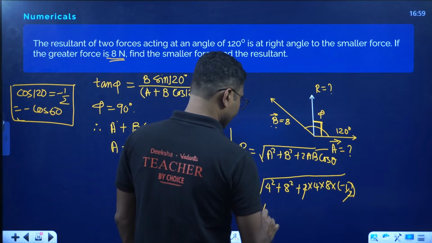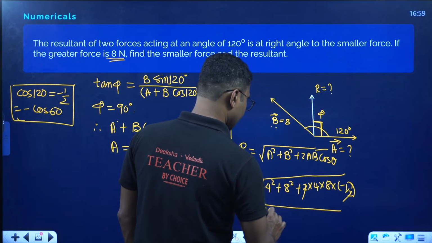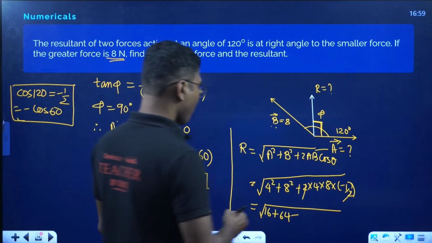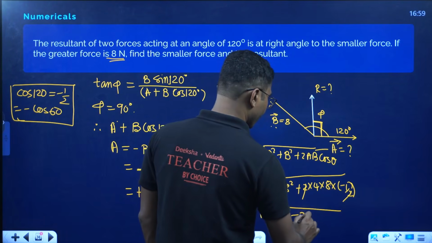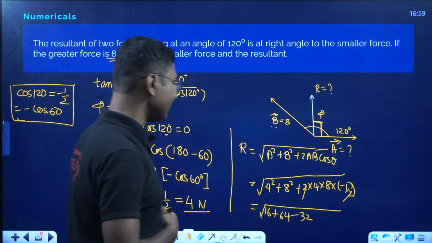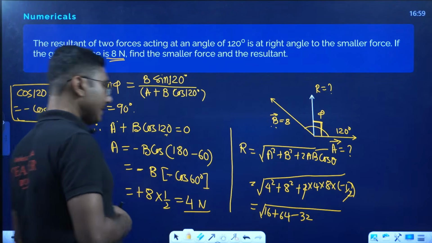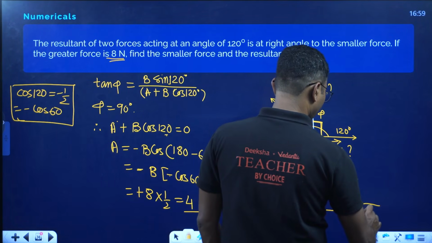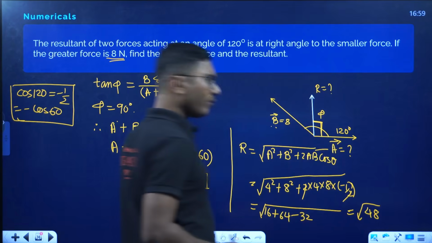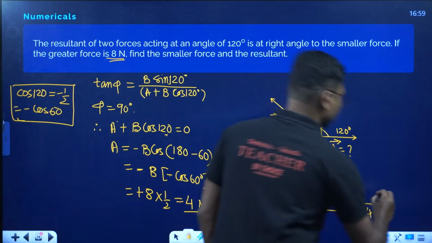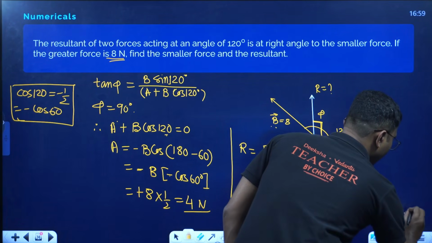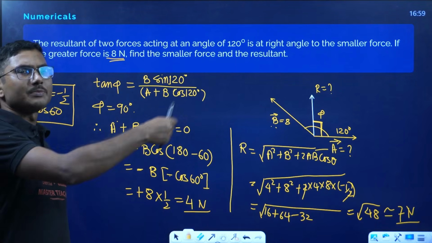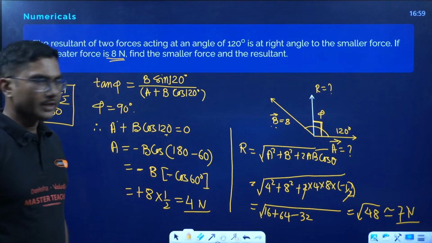So 4 4s are 16 plus 64 minus 32. 4 8s are 32. Right, so it will be 16 plus 64 is 80, minus 32. 80 minus 32 is 48. It will be root 48, which is very close to 7. If it is 49, it will be 7. It will be 6.99, which is very close to 7.